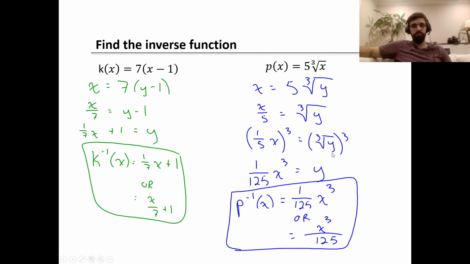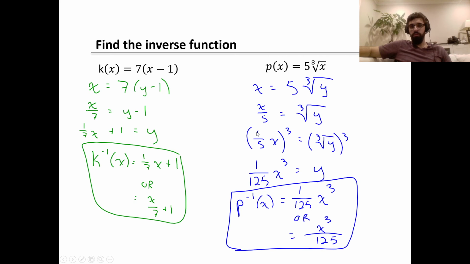Two more examples. For k of x, we swap the x and the y. Divide both sides by 7 first, and then we're going to add 1 to both sides. P of x, swap x and y, divide both sides by 5. And we have the third root of x, the third root of y. So what we're going to do to get the y by itself is we're going to take both sides of the equation and take them to the power of 3. Power of 3 and third root are inverse operations, so they'll cancel each other out.